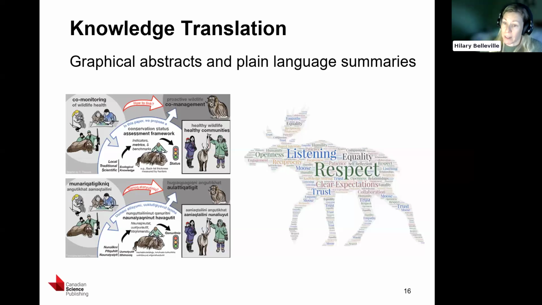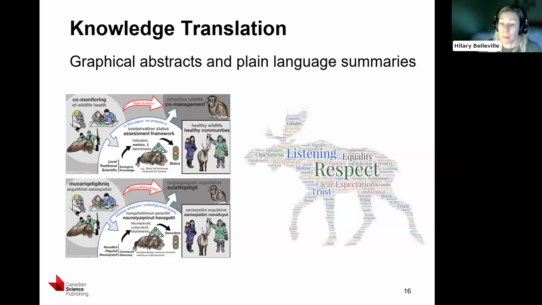Knowledge translation and mobilization are other components of open science. We encourage authors to submit graphical abstracts with their papers to increase accessibility, reader interest, and discoverability. Infographics and visual abstracts highlight the key findings and can quickly communicate what your research is about. These tools are especially useful for busy stakeholders who don't have time to read a full article. Here's a couple of examples of some infographics that we've published.